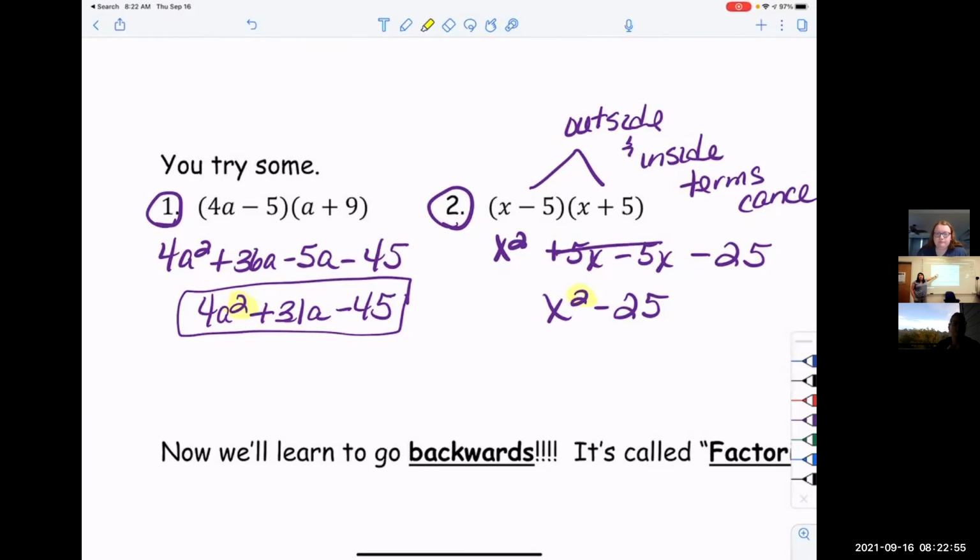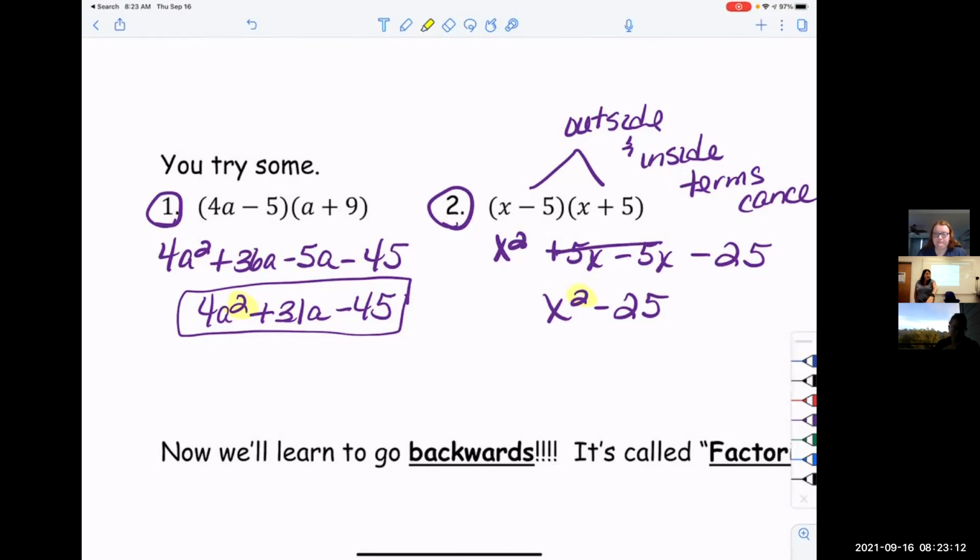+5/4 would be a solution. What's the other solution? -9. What are my solutions here? 5 and -5. Okay, I'll show you how to do it.